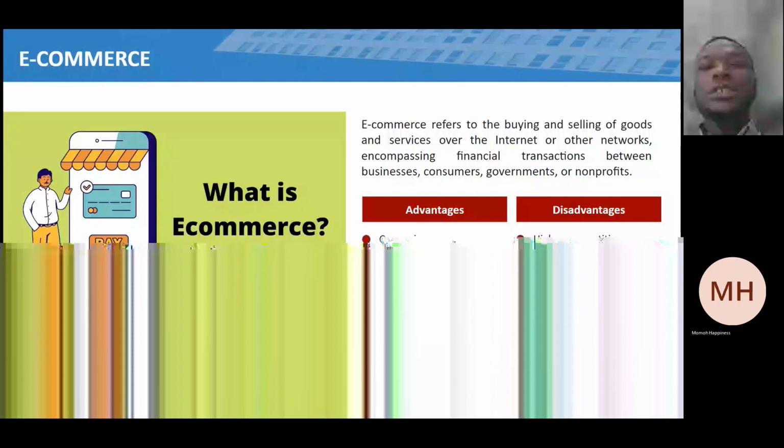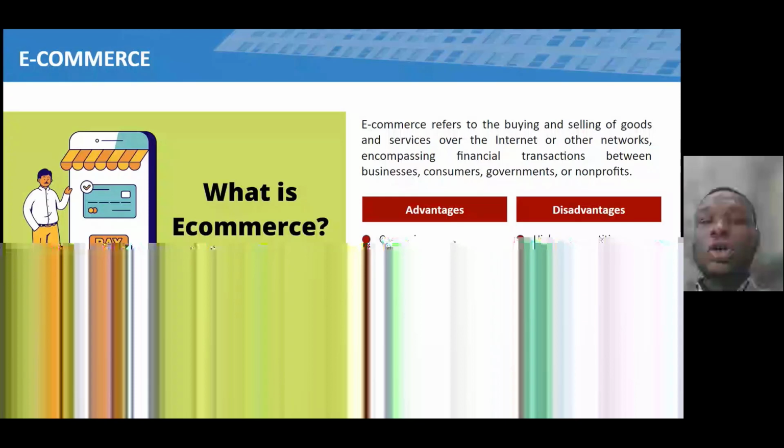So basically, e-commerce also encompasses financial transactions between businesses, consumers, government, and non-profit. That is, transactions occur when you order your goods or services, you pay, you get it delivered. So this is the transaction we're talking about. So that is a brief highlight about e-commerce. So let's also talk about the advantages and disadvantages of e-commerce.